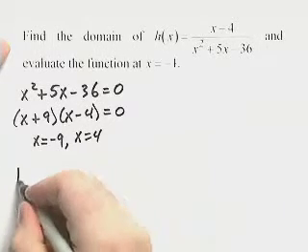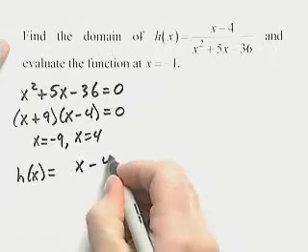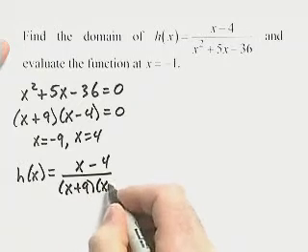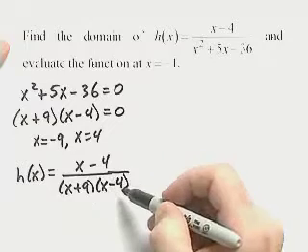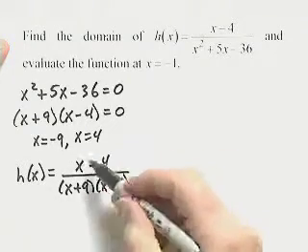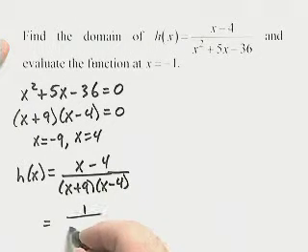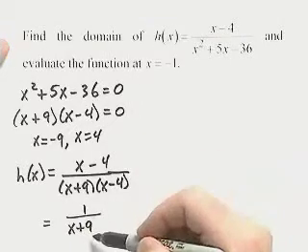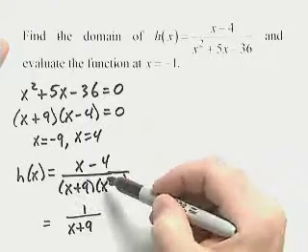If we rewrite our function in factored form, we'll have (x minus 4) over (x plus 9) times (x minus 4). Now notice that we have an x minus 4 in the numerator and an x minus 4 in the denominator. You might be tempted to cancel the x minus 4 factors. If we did that, we'd end up with 1 over (x plus 9). But then our domain is different because here we can actually use 4 in our function, but up here in this factored form we cannot.